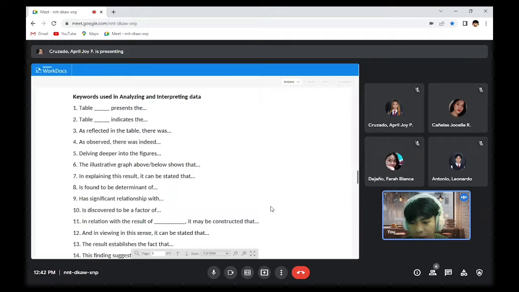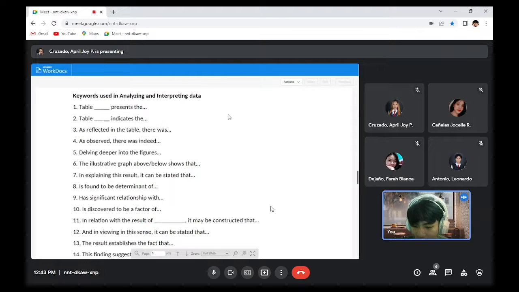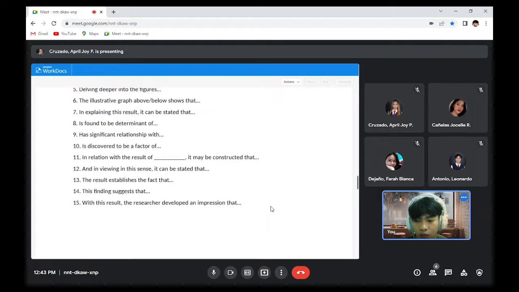Seven, in explaining this result, it can be stated that; eight, is found to be determinant of; nine, has significant relationship with; ten, is discovered to be a factor of; eleven, in relation with the result of blank, it may be construed that; twelve, and in viewing in this sense, it can be stated that; thirteen, the result establish the fact that; fourteen, this finding suggests that; fifteen, with this result, the researcher developed an impression that.